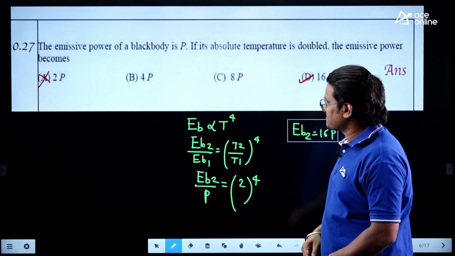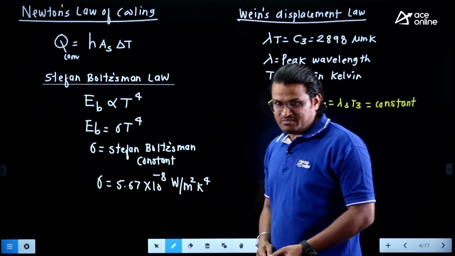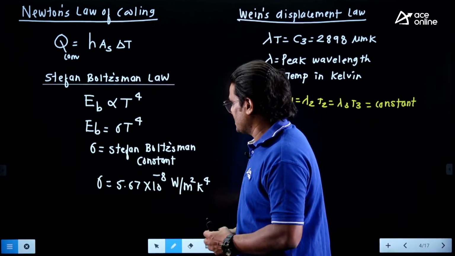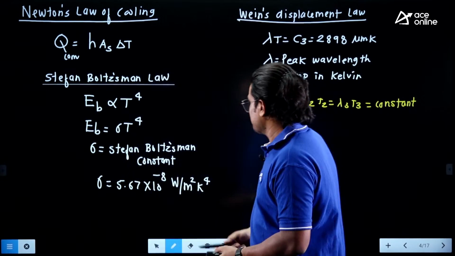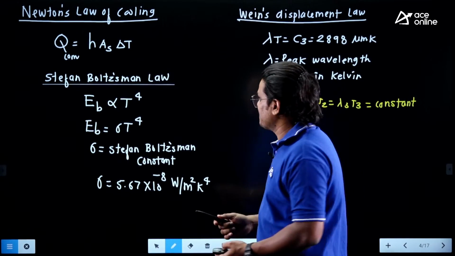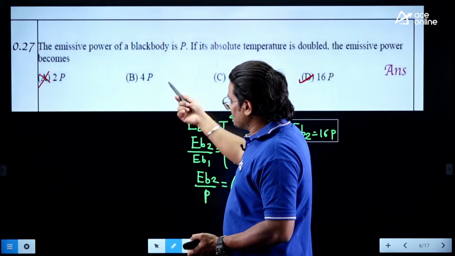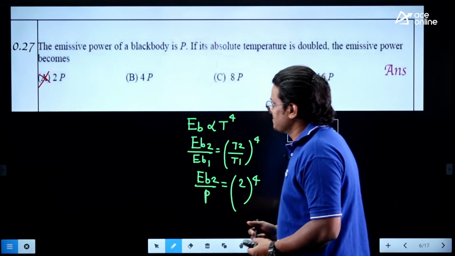16 times P, right. So, whatever I am teaching doesn't mean the same question will come. What I am trying to say is, for the GENCO exam, this is how you need to prepare for heat transfer. These are some basic laws, and based upon the basic laws, the question is framed. So, this is also fit for the GENCO exam, like it is 16 times P, right.